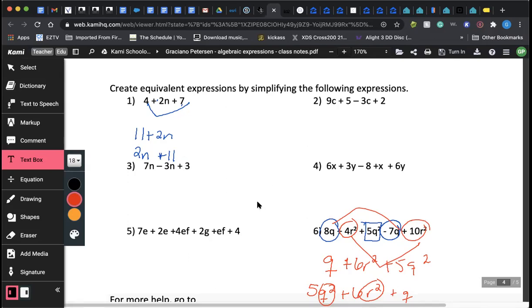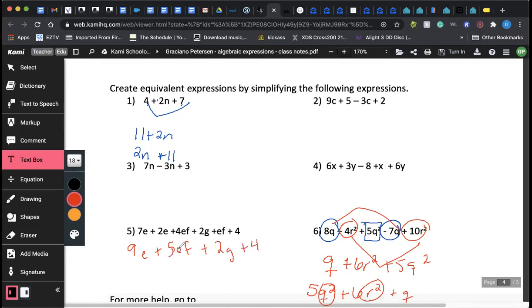I have my answer. So you have your answer as well? Yes. All right, what do we got? I got 9E plus 5EF plus 2G plus 4. I have the same exact answer. Very good.